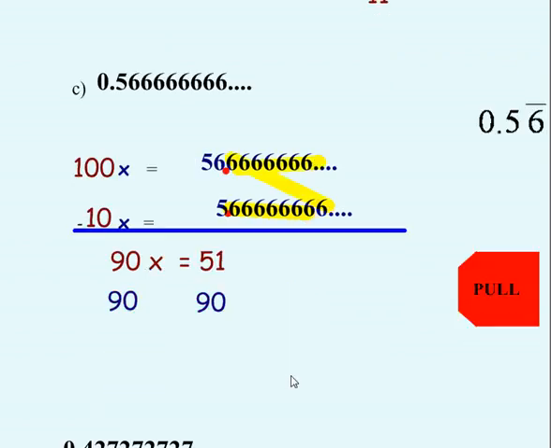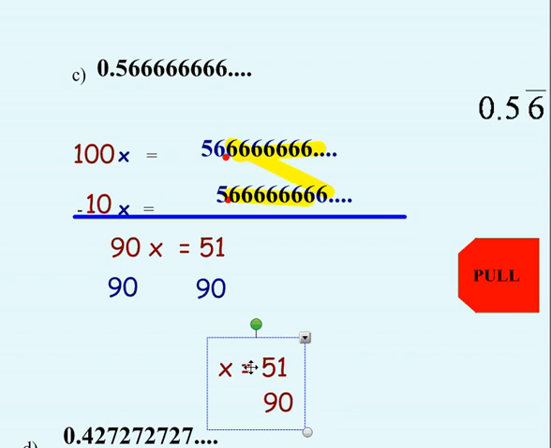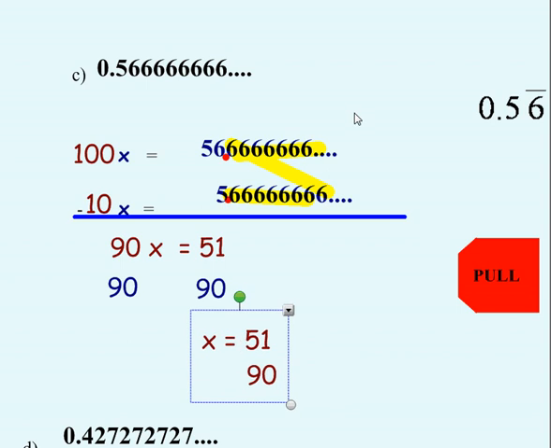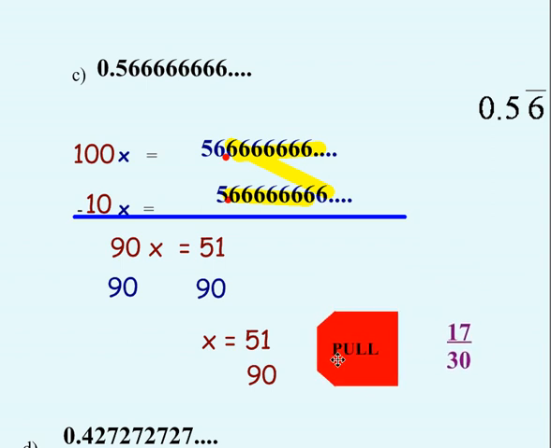And with that, hopefully you should be getting the same thing of x is equal to 51 over 90. Now with 51 over 90, hopefully you know that definitely 3 goes into both of them. So when you reduce it, you should get 17 over 30.